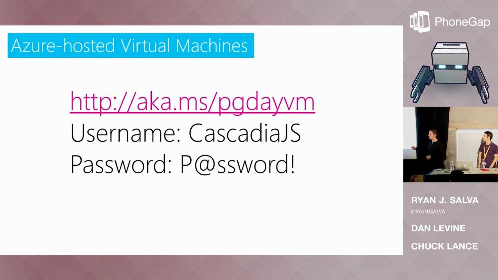The username is Cascadia.js. Yes, we borrowed from a previous conference that we went to. If you haven't been to Cascadia.js, I highly recommend it. And then the password is super secure, @SSWRD. Like I said, there are 70 there to choose from. Just pick them at random. I think we used about 7 of them in the last session, maybe 8 or 9. So maybe pick a number above 10.